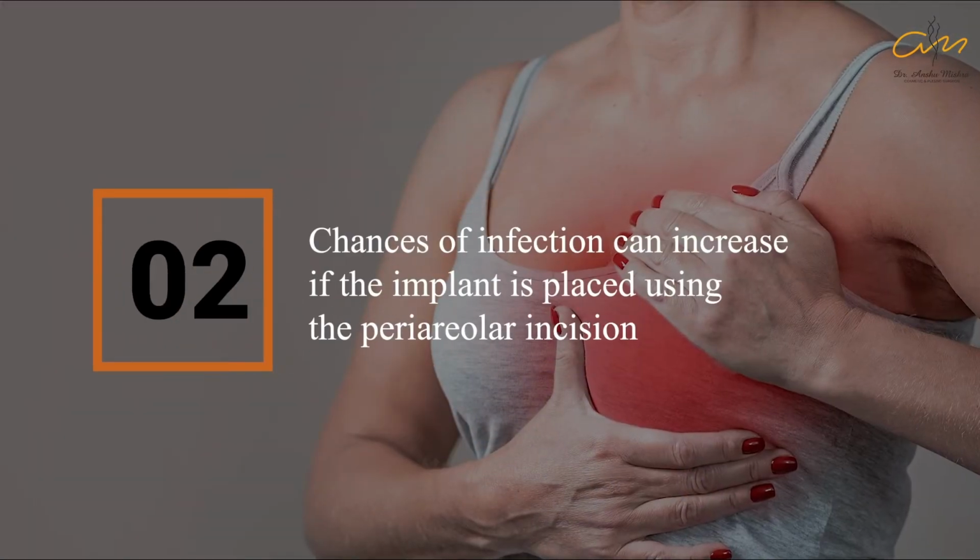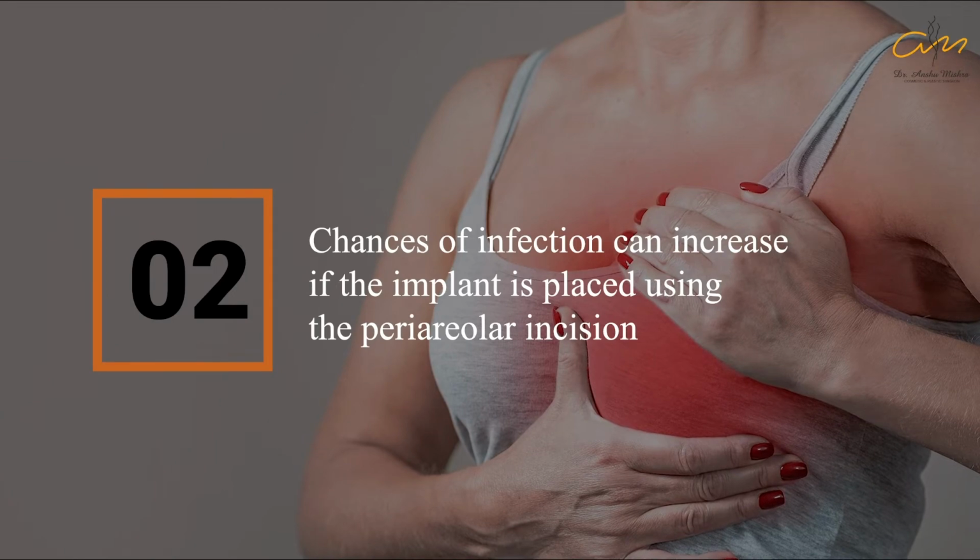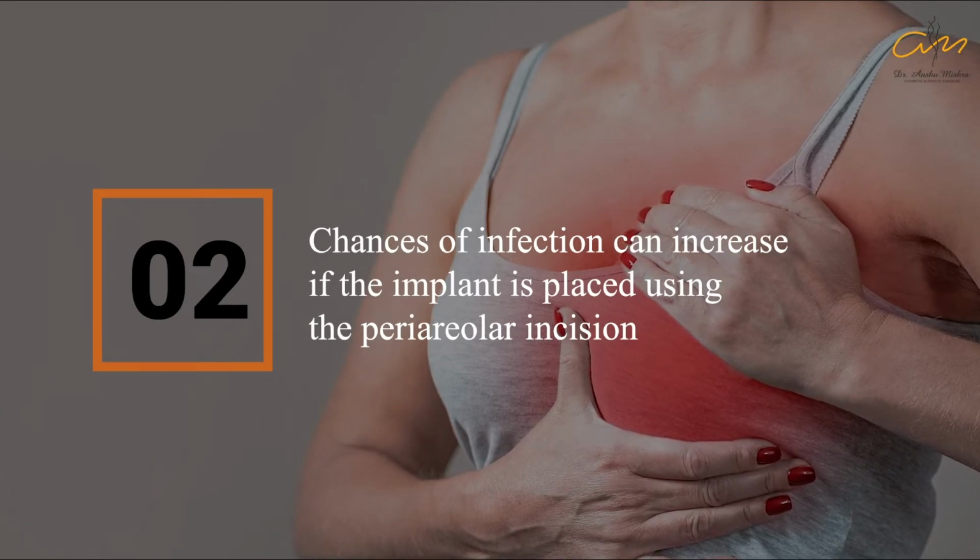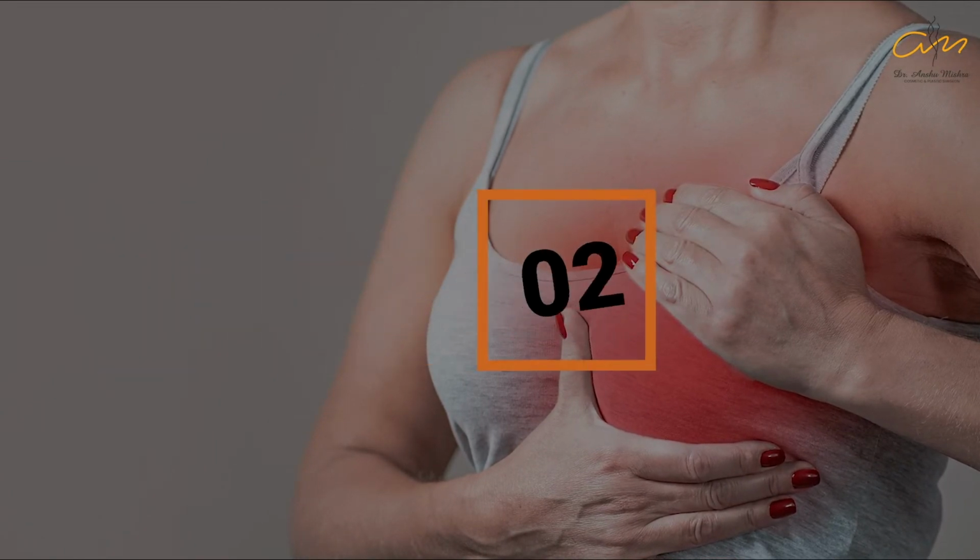It is seen that if the implant is placed using a peri-areolar incision, the chances of bacterial infection can increase, because in the areola there are milk ducts which can harbor some bacteria which might get exposed while one is attempting to put an implant through a peri-areolar incision. So it is seen that the inframammary incision, or the incision which is given in the groove of the breast, leads to less exposure to bacteria.